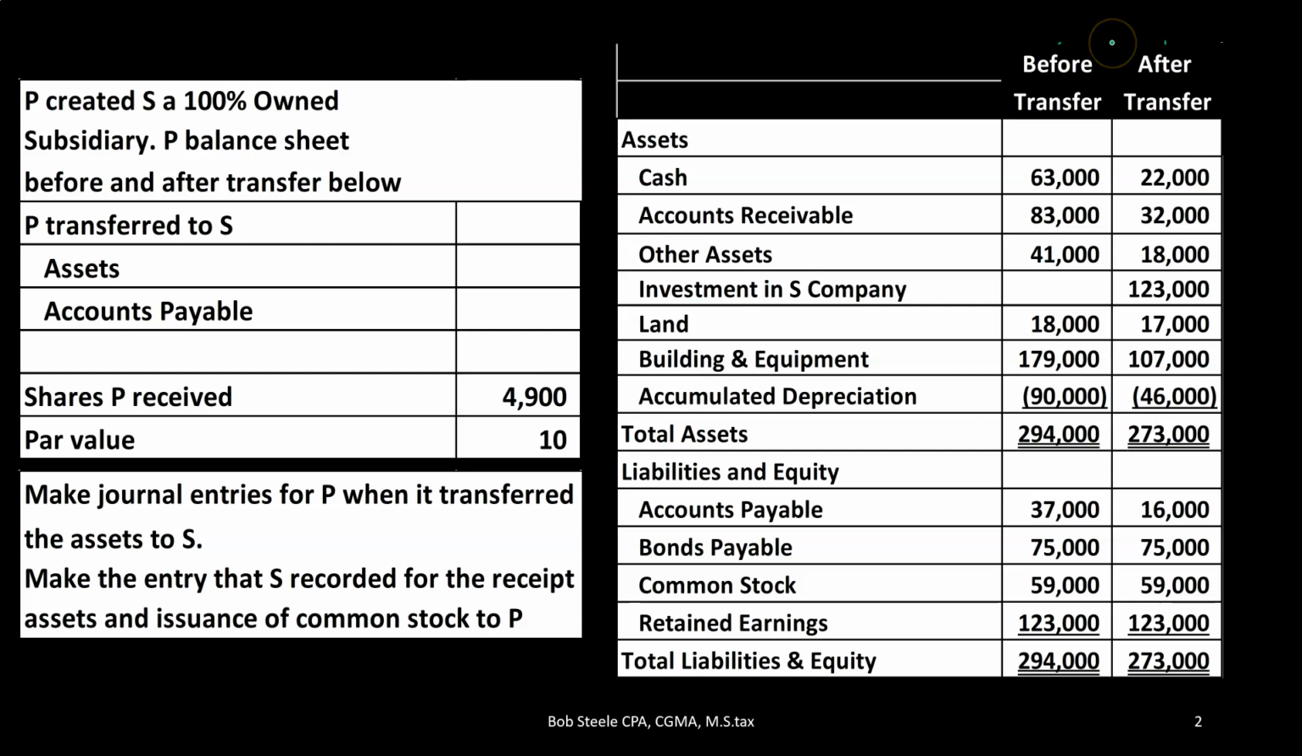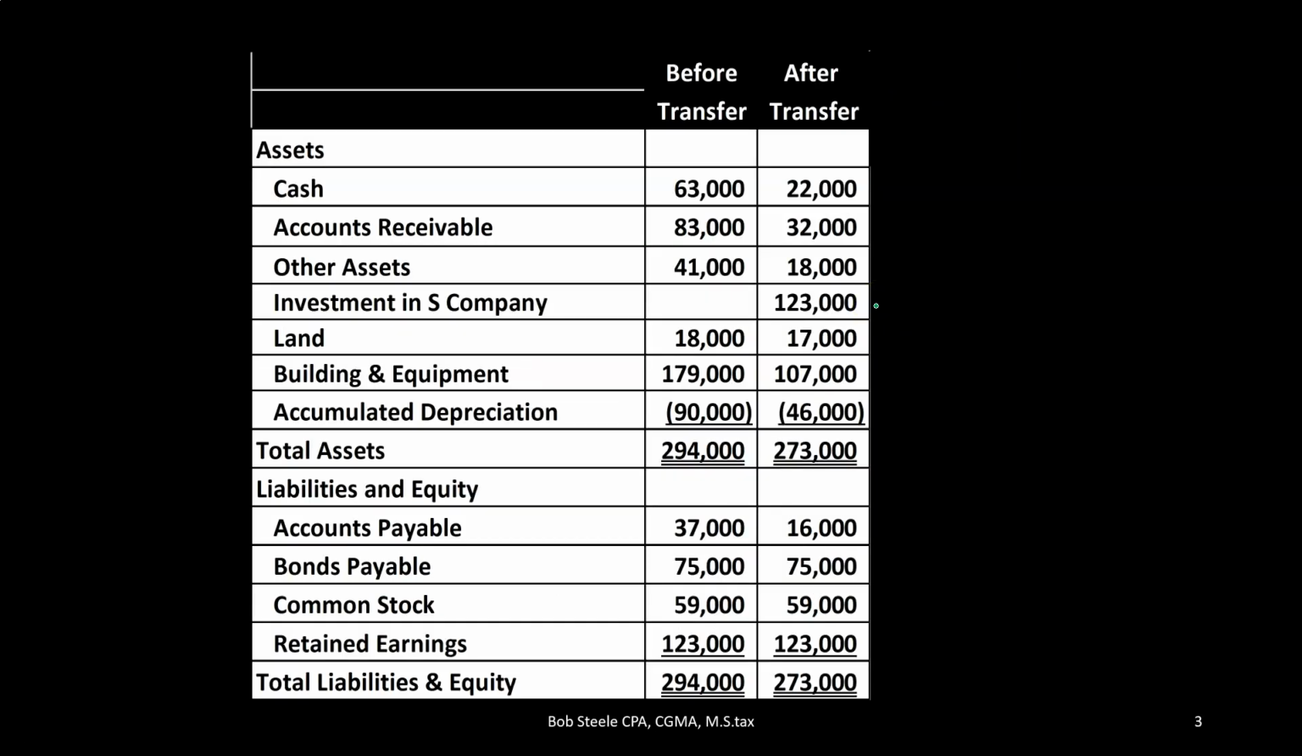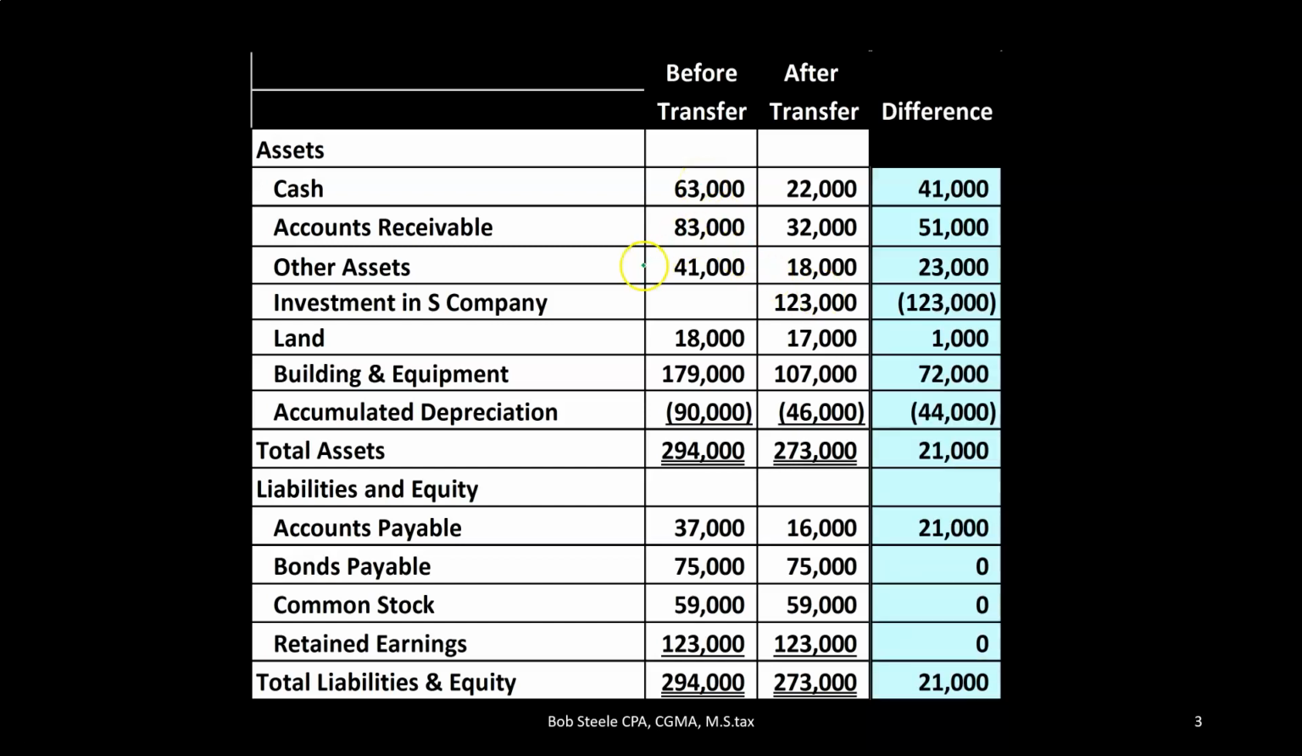This is P's information before and after. So these are the assets and the liabilities and equity before and after. Okay, so the first thing we're going to do is take the difference between the before and after, right? So we're going to say, all right, what's the difference between these columns?